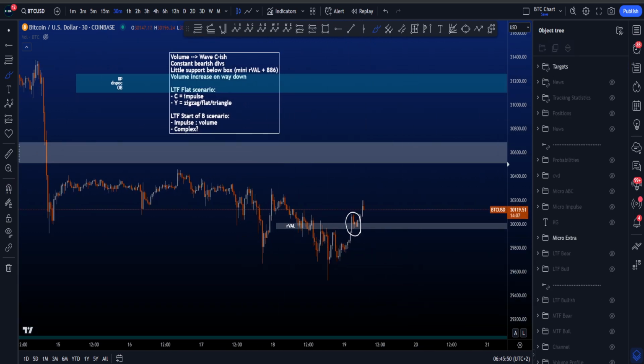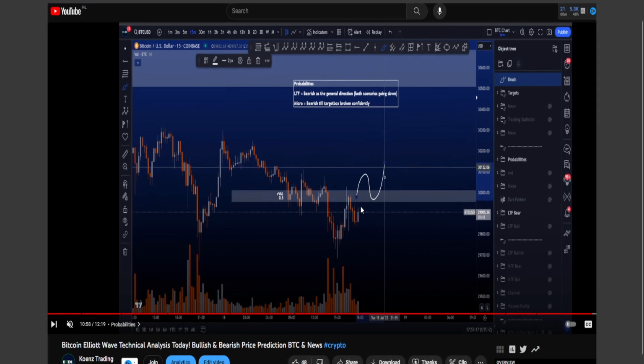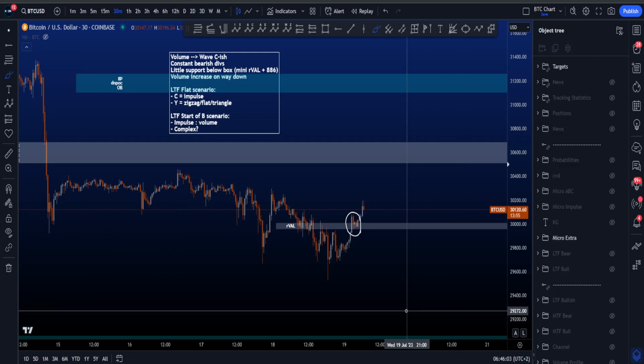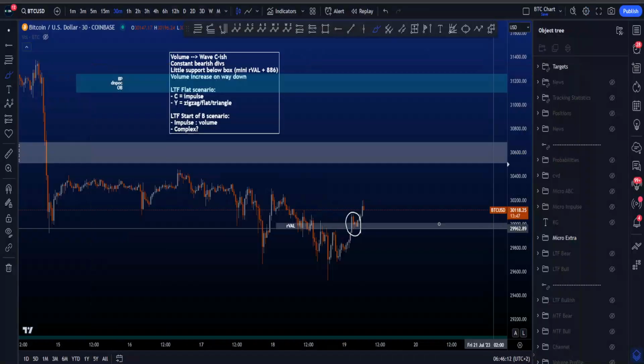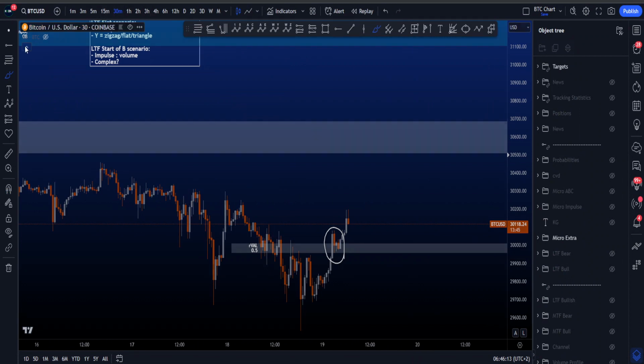in the video yesterday that if price is going to move above this target box over here with volume, potentially a back test, and then a move to the upside, it could be very, very interesting for a potential long scenario as well. And in this scenario over here, I also mentioned retesting the target box would be ideal, as written in Discord. And what happened on the lower time frame is actually quite attractive.